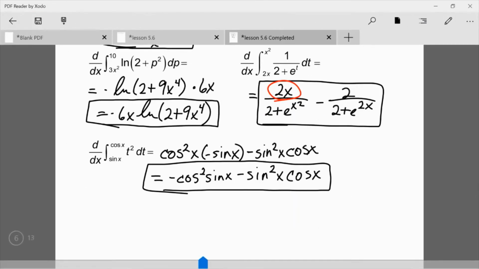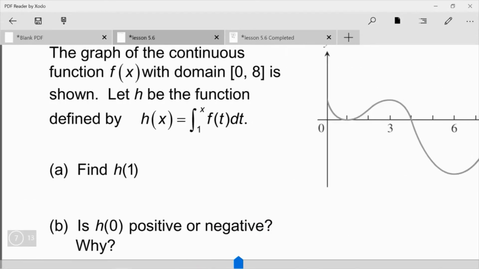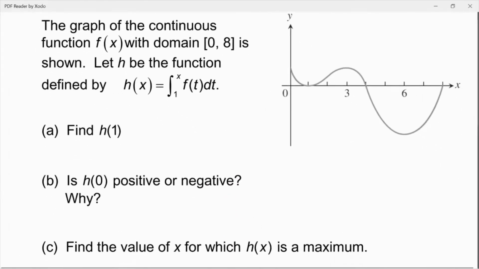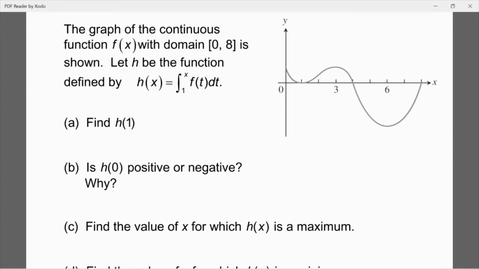All right, so the last question that I want to actually have you work through is this one. So this is a really common type of fundamental theorem of calculus question. And what it is is a function defined by an integral. And I'm going to have you try this before I talk about the solution, just because I want you to see if you can understand how all this works.